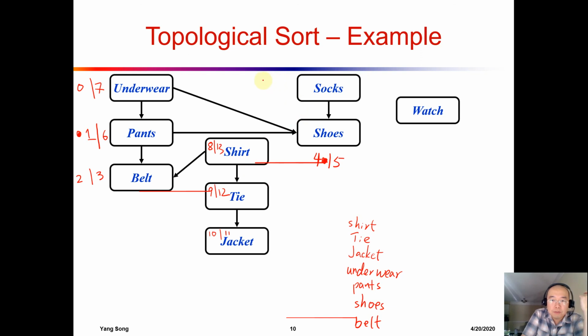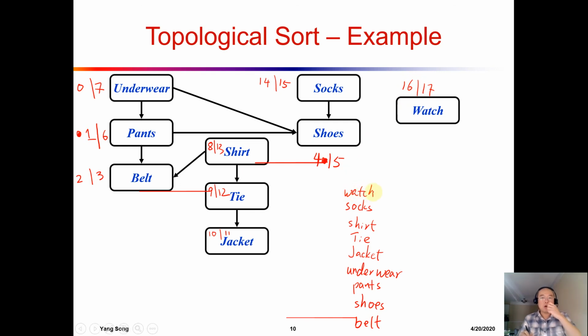Starting from 14, I want to visit socks. For the socks, I can visit the shoes, but the shoes are already black. So in this case, I can close my socks here. And then eventually I will have the watch at 16 and 17. Okay, so that is my watch.